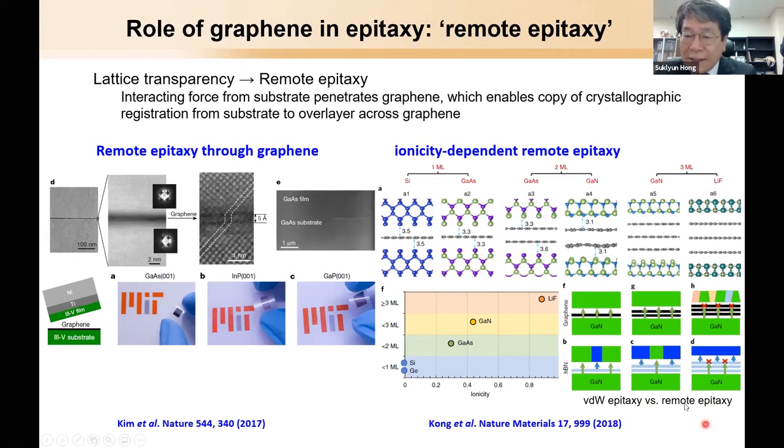Now you can see the schematic illustrations. Here they use a monolayer, a bilayer, and three layers of graphene. And for the three-layer case, you can find only van der Waals epitaxy, and the remote epitaxy is blocked.